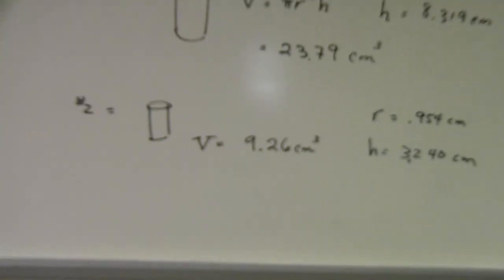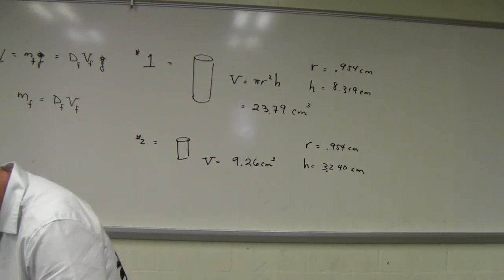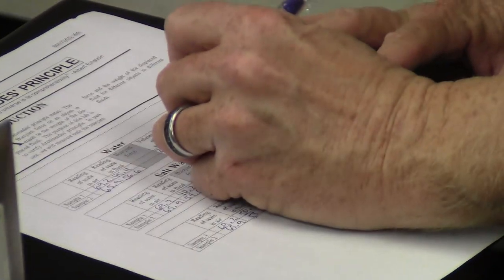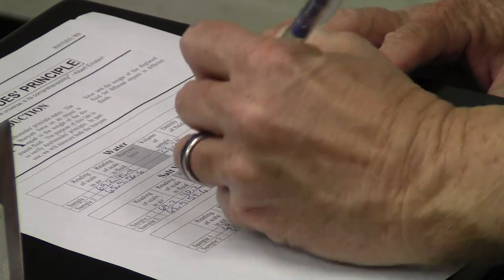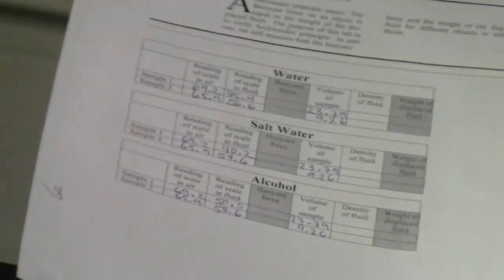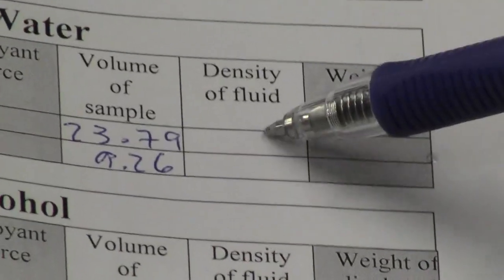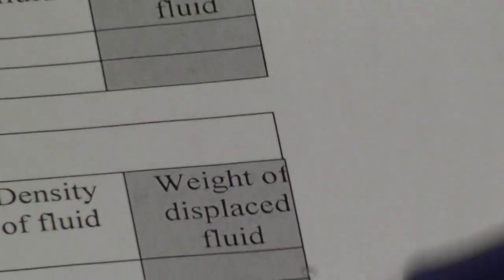Okay. So I'll put that on my data table here. 9.26, I said 6, right? 9.26. And I'll hold it up in case you couldn't see it there in the camera. But so there's the volume of each of them. Now if I just get the density of the water and the salt water and the alcohol, I can then multiply that together and find out what is the mass of the displaced fluid, and then see if it matches the buoyant force.